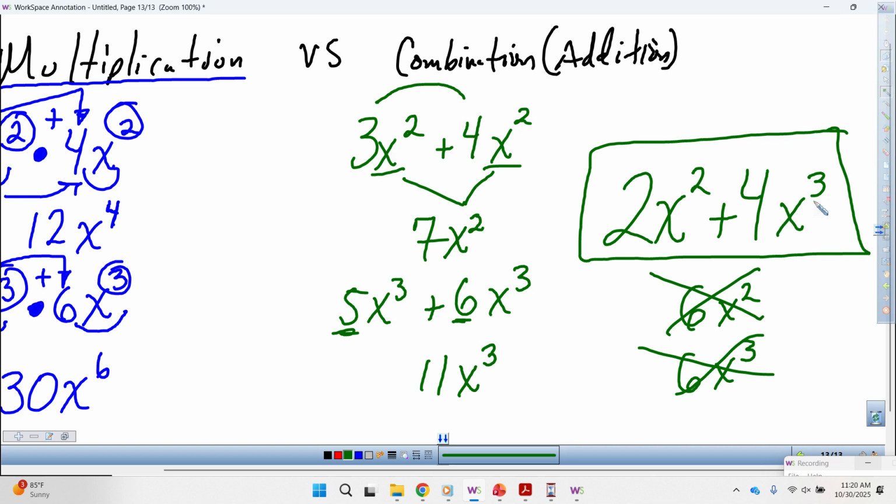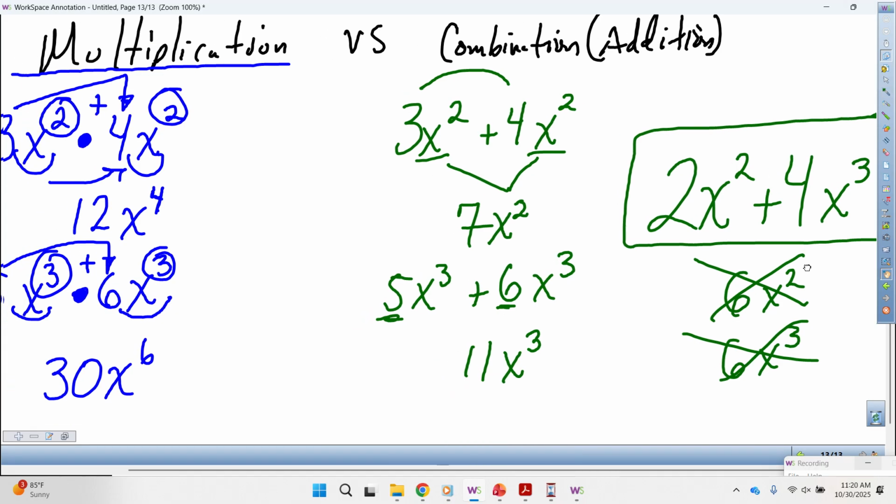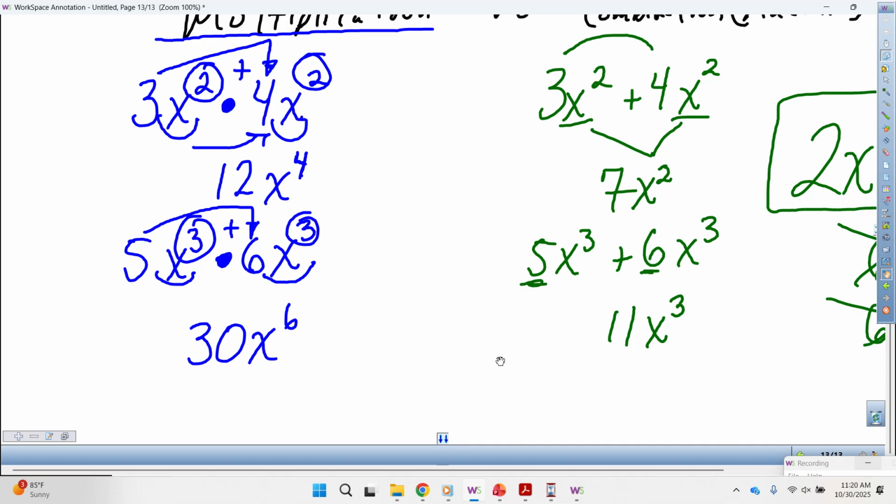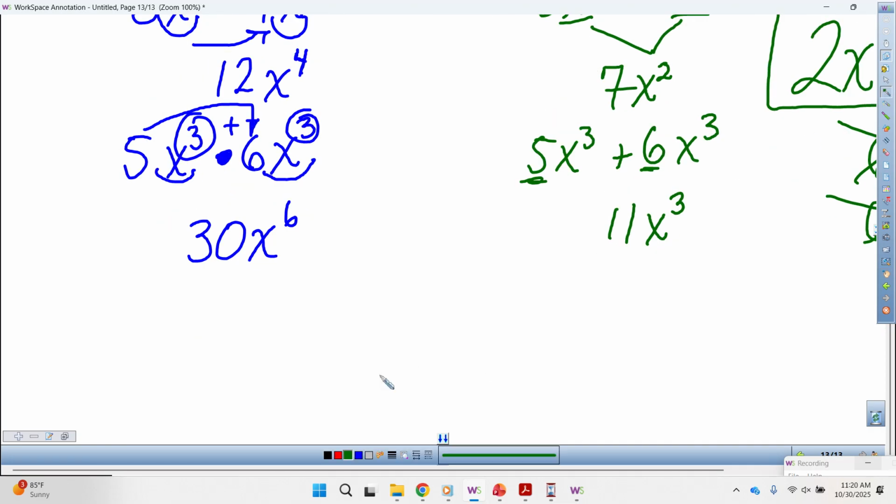Is that clarifying stuff? Yes, for some of us? All right. So that one's that. Let's go back to this one over here. Multiplication. Now, I heard someone say, Mr. Q, is that working the same for multiplication? Well, what if I had 7x squared times 5x to the 4th?